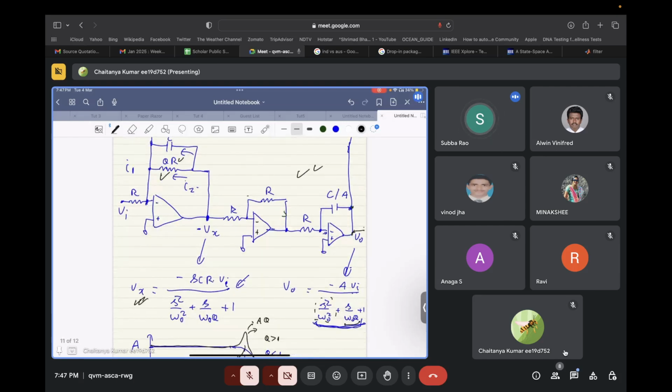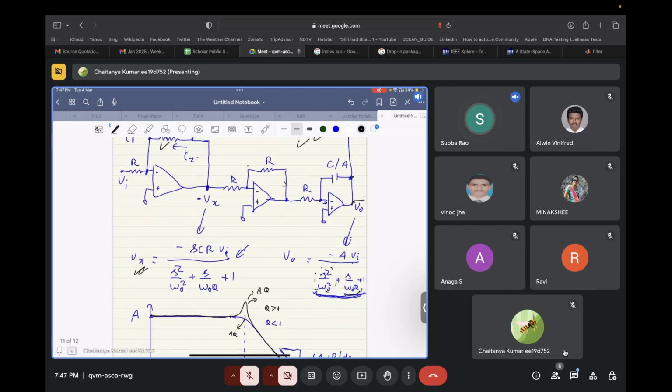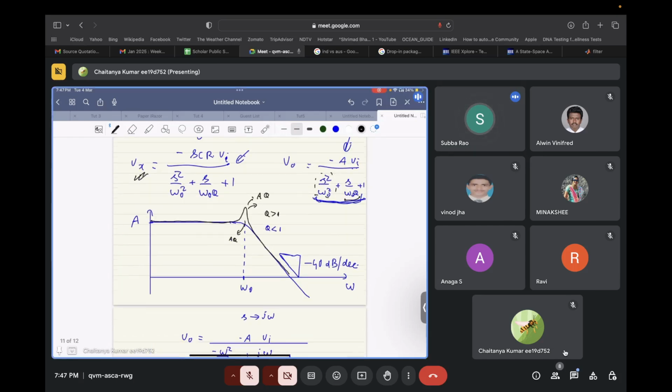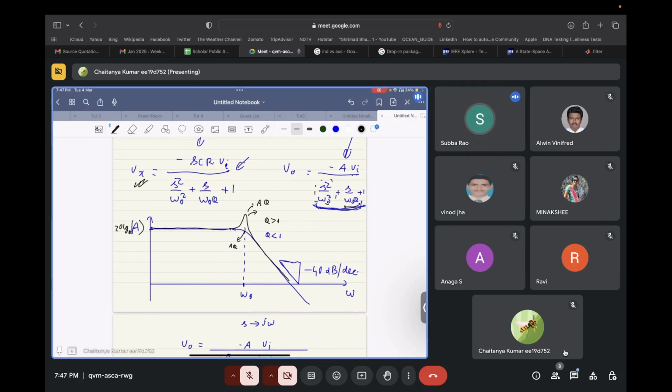V out. Let's try to plot Vx also. So what will be Vx at very low frequencies? It will be zero. Or in decibels, so let's say we are talking about decibel over here, 20 log 10 of A. So in decibel scale, it will be minus infinity, right? 0 is minus infinity, correct? So it will start like this.